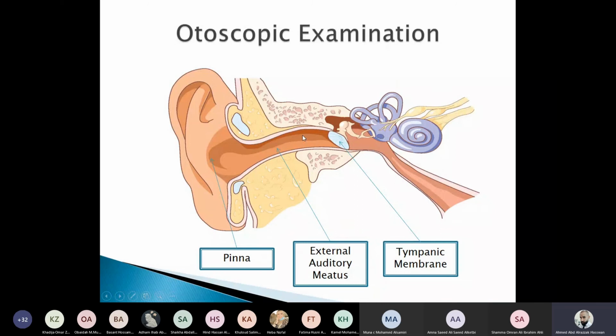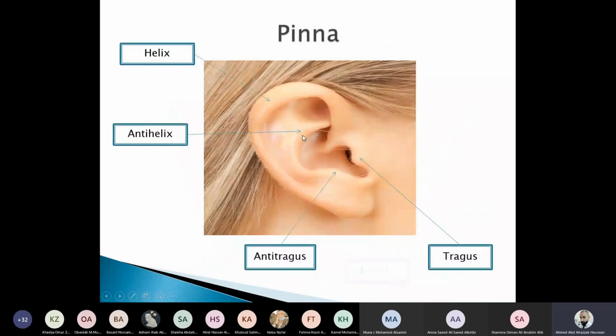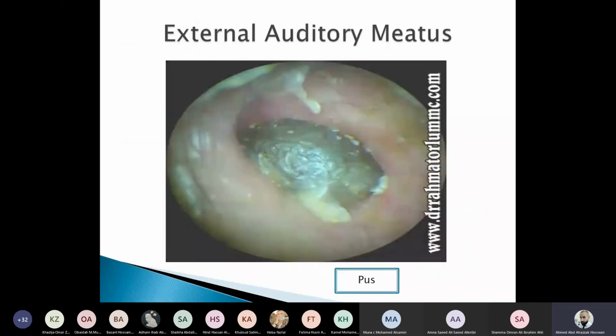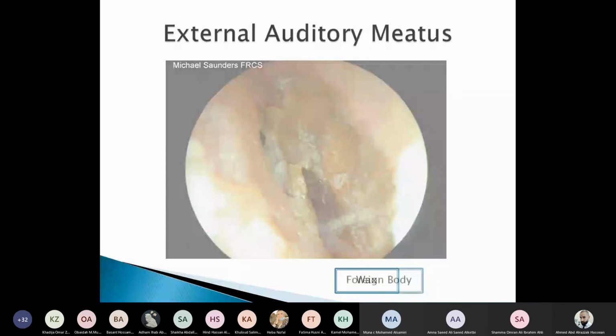So it's very simple, and it is the most common cause of hearing loss. Okay, conductive hearing loss.